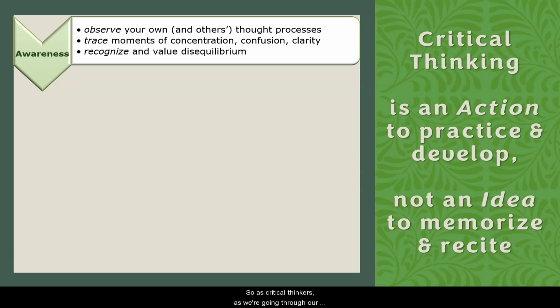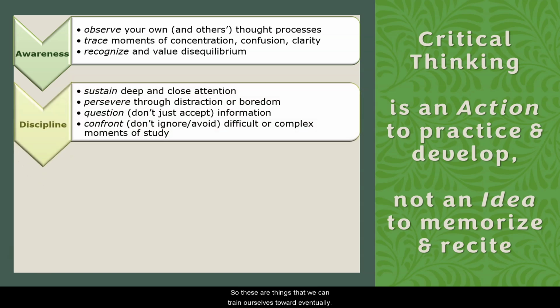So as critical thinkers, as we're going through our long learning process through college and then beyond, paying attention to moments where our taken-for-granted set of assumptions is challenged or questioned, or there are moments to grow and change, is one value, one practice that we can do as critical thinkers. Next, discipline. These are things that we can train ourselves toward eventually. Critical thinkers are disciplined in that they can sustain deep and close attention, thinking about something for a prolonged period of time, dropping it and coming back to it.